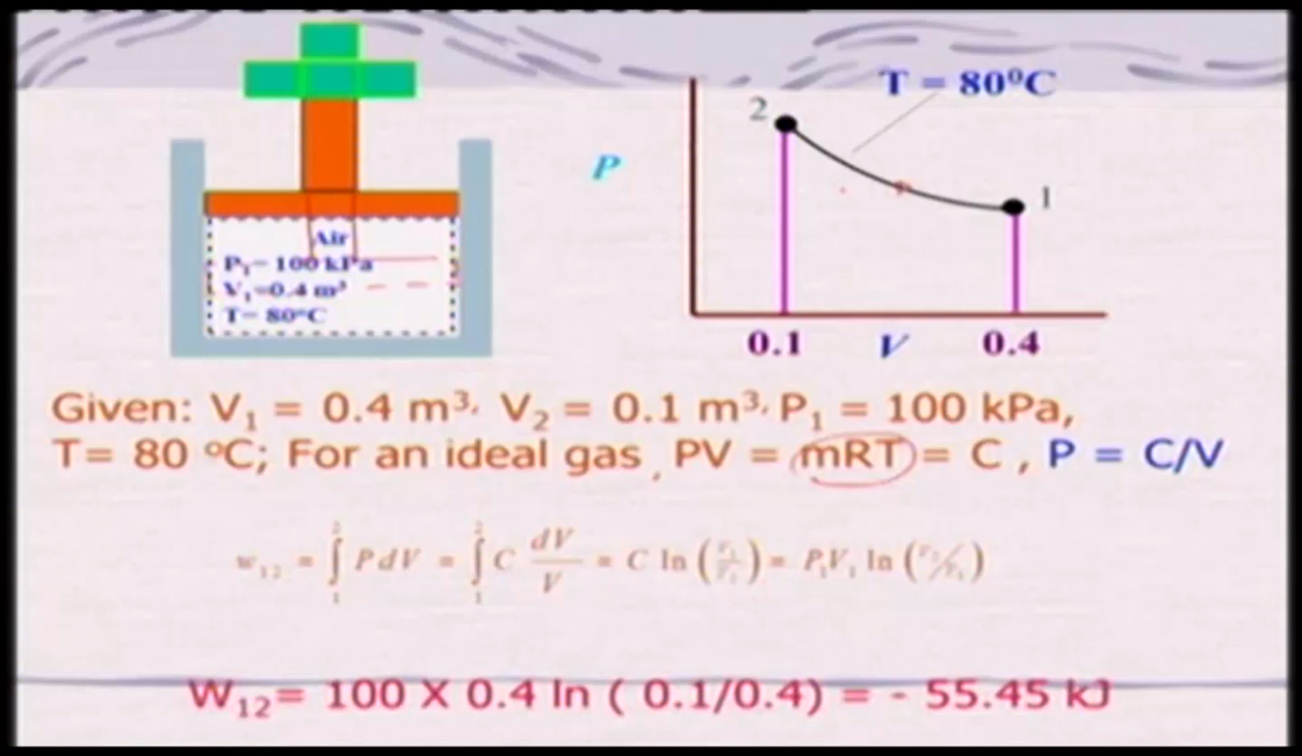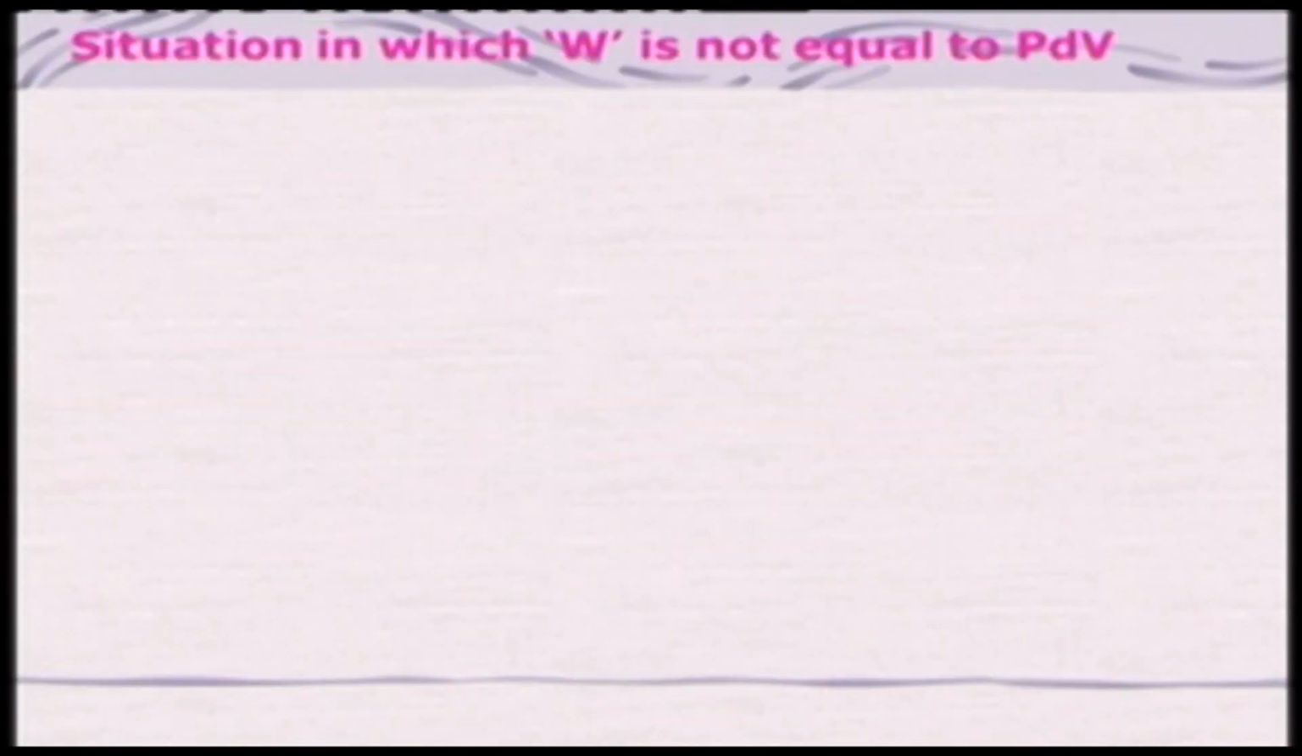Suppose I am at station 2 and I come to station 1 following the same path, then I will get the same work done, 55.45 kilojoule, but with a positive sign. That means the work is done by the system on its surroundings. Is that clear? Okay.